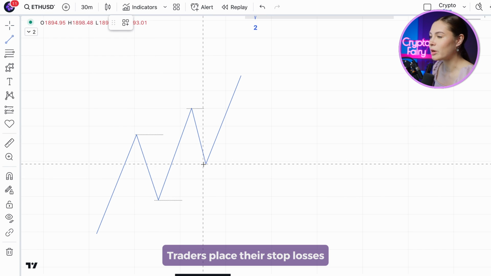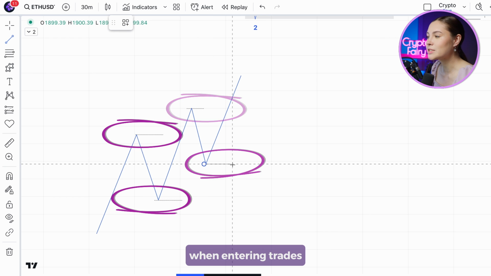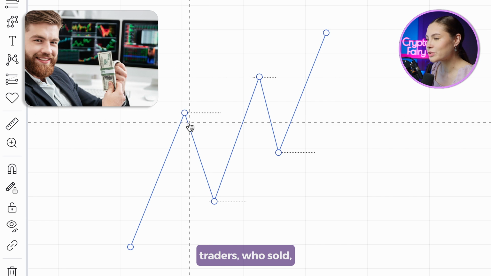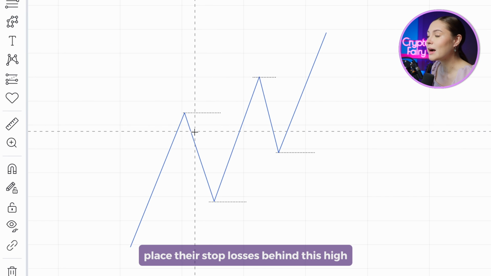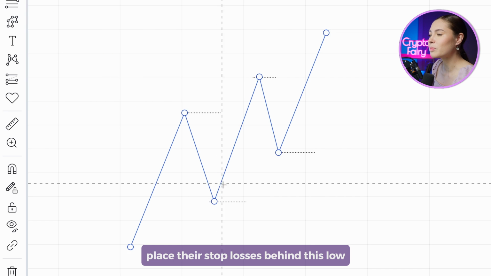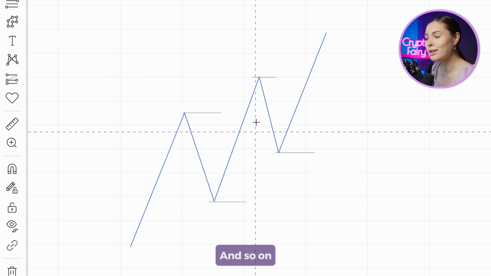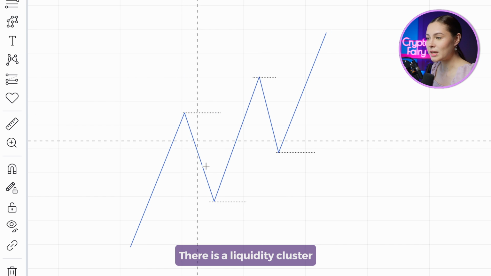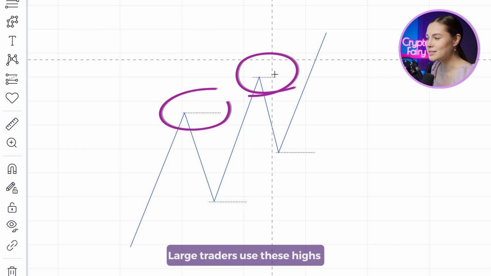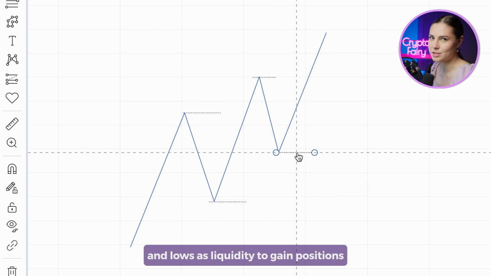Traders place their stop losses behind these values when entering trades. For instance, traders who sold place their stop losses behind this high. Traders who bought here place their stop losses behind this low, and so on. There is a liquidity cluster behind each low and high. Large traders use these highs and lows as liquidity to gain positions.